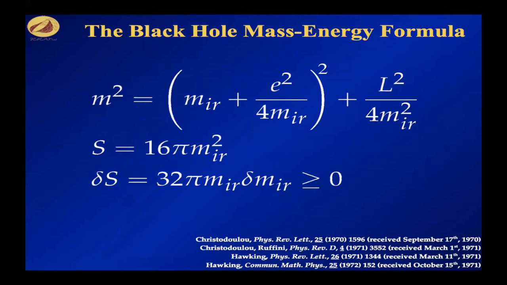But a few months later, as everybody knows, there was the work of Christodoulou in September 1970, my work with Dimitrios on March 1st, 1971, and on March 11, 1971, the work of Hawking in his Physical Review Letter, practically discovering the mass formula which I here represent.